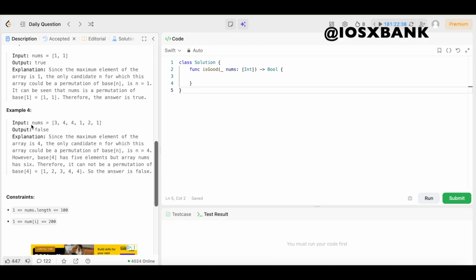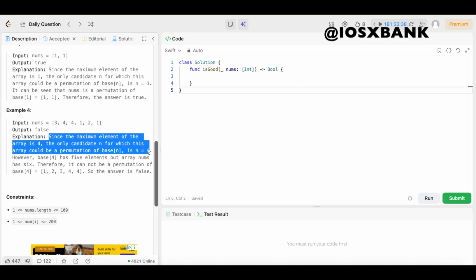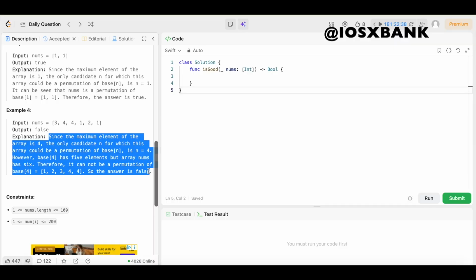So in example 4, we have our input nums equals an array of integers 3, 4, 4, 1, 2, 1. The output is false. Explanation says, since the maximum element of this array is 4, the only candidate n for which this array could be a permutation of base n is equal to 4. However, base of 4 has 5 elements, but the array nums has 6. Therefore, it cannot be a permutation of base of 4, which is equal to an array of integers 1, 2, 3, 4, 4. So the answer is false.